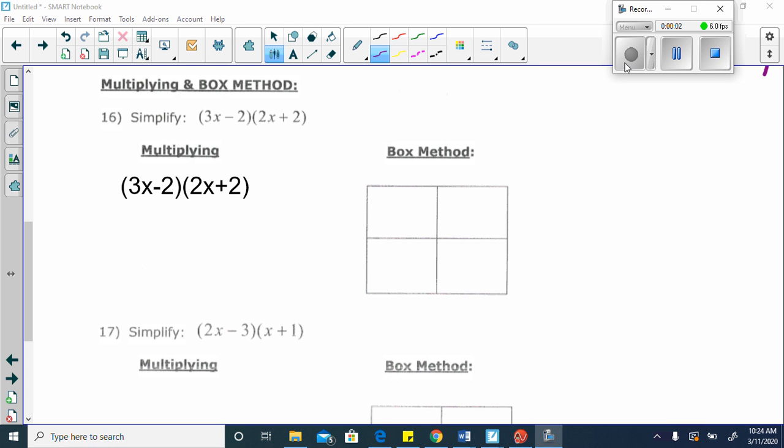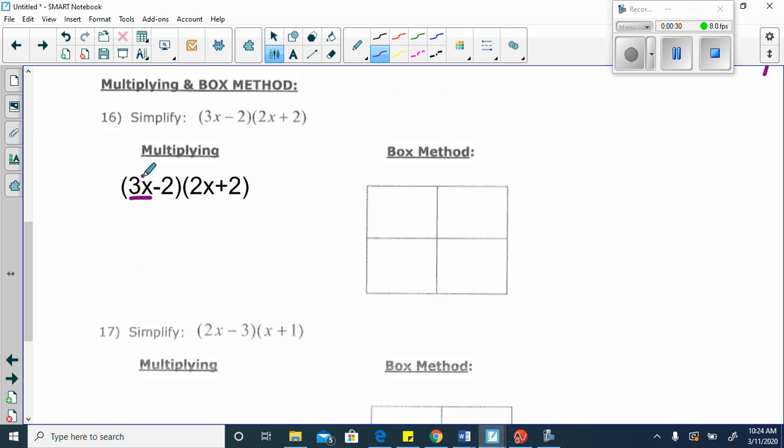Hello, welcome to Ms. Collins' class, and we're going to be multiplying using distribution by hand and using the box method today. Okay, so we're going to start off with two binomials being multiplied by each other. So here we have 3x minus 2 and 2x plus 2. Okay, so we're going to take everything in this first parentheses here and distribute it to everything in the second parentheses. So we're going to start with our 3x.